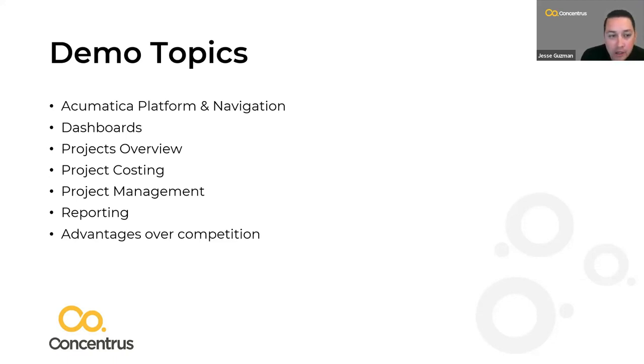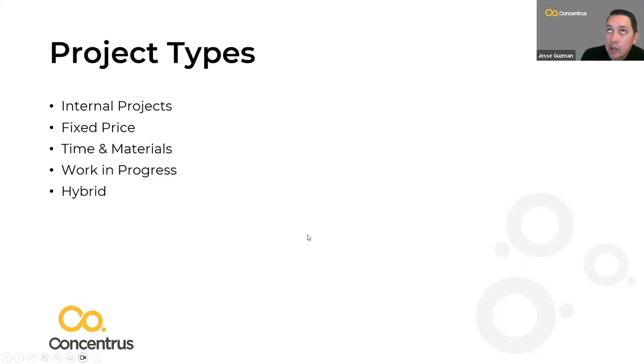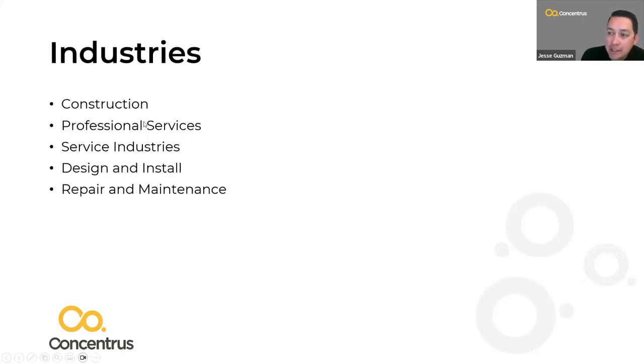Keep in mind that the edition that we're showing is called the Acumatica Construction Edition, but I want to make a note of that when we're talking about industries that this serves. It's not only the construction edition. This works in professional services industry, like what we do here. We are a professional services company, and project accounting is the core of what the construction edition is. And therefore, it's useful in professional services, in service industries, design and install, right?